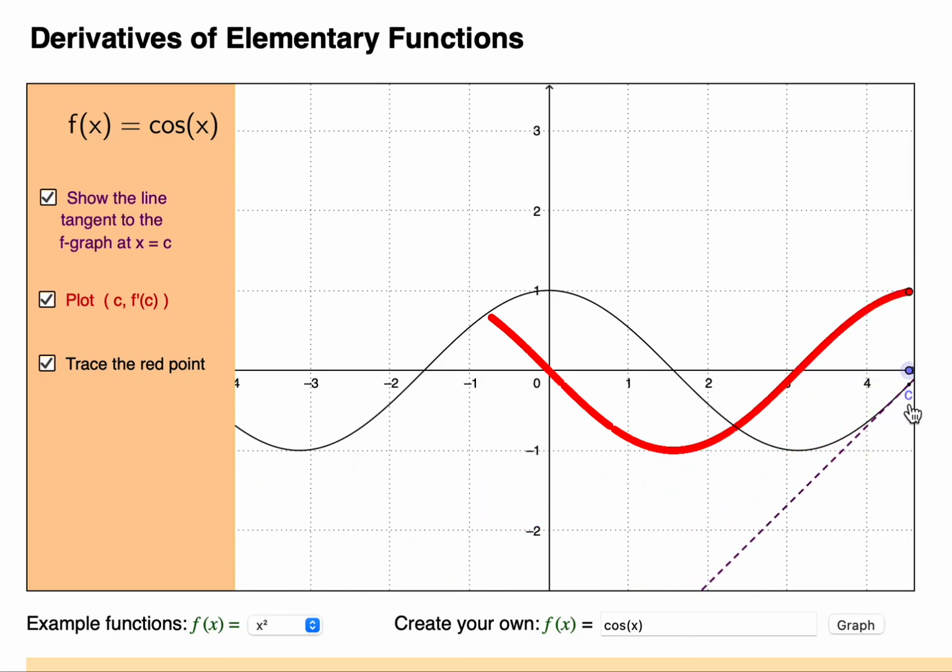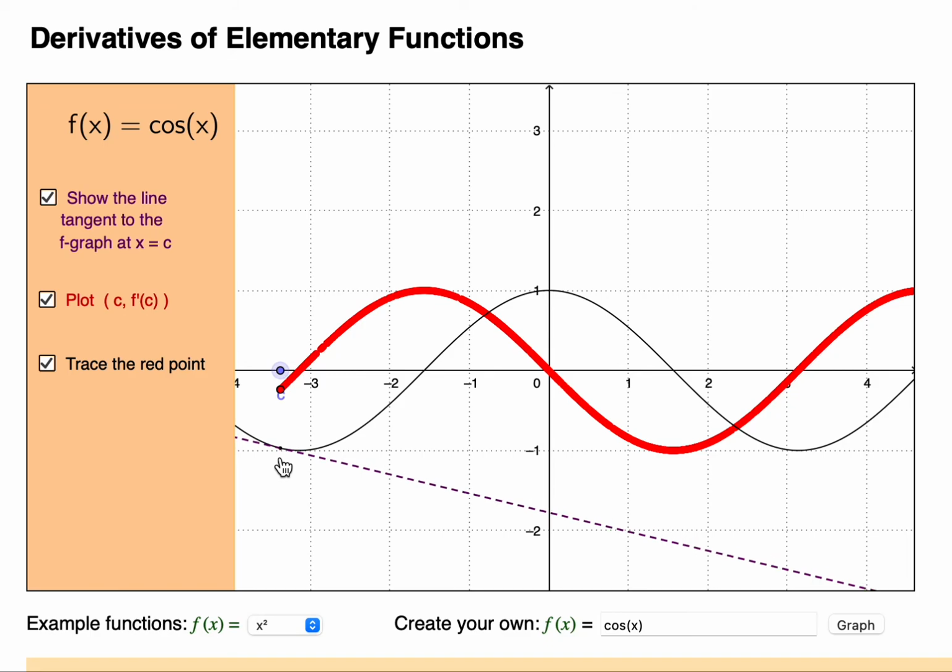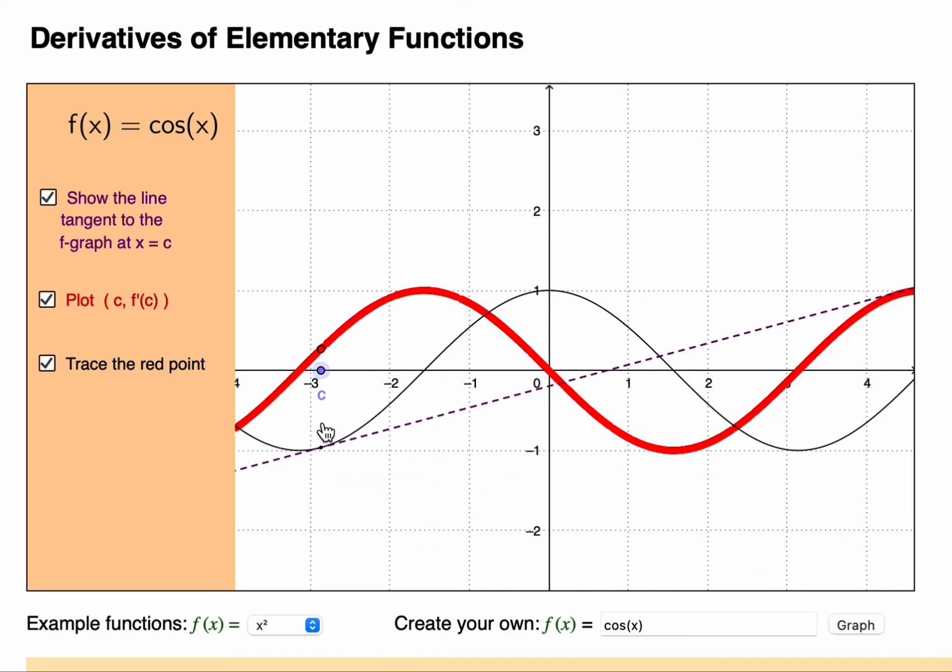And we can see that as I trace this graph out, this graph is actually a sine function upside down. Okay, so it's an upside down sine function. And we can then say that the function that generates the slope values for cosine is going to be negative sine x. And that justifies our derivative of cos is negative sine.